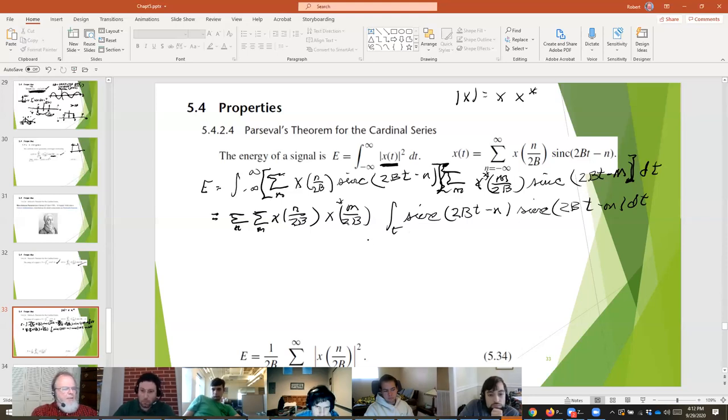I have no idea how to do that integral. Anybody have an idea how we could do that integral? There's a theorem we need to appeal to.